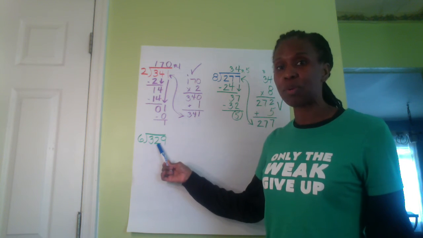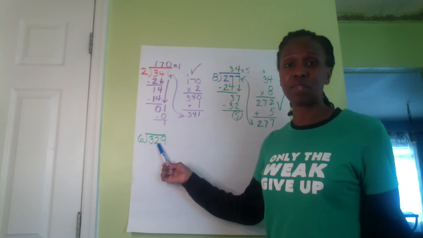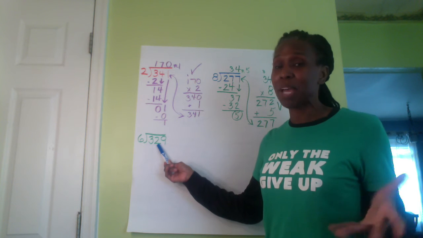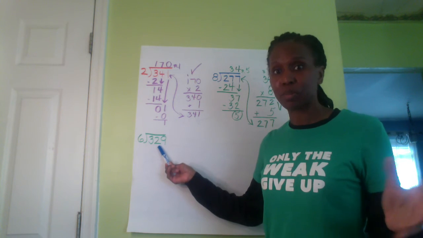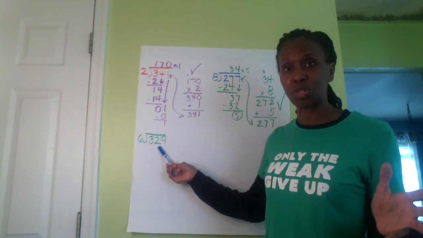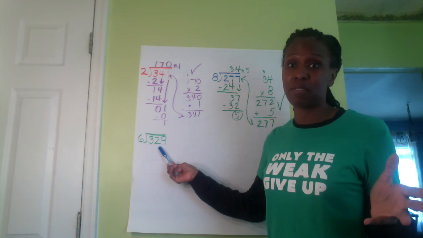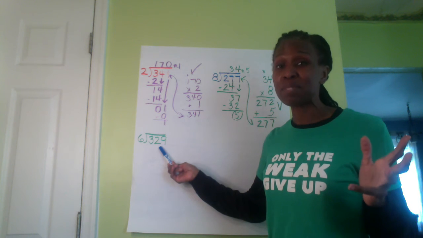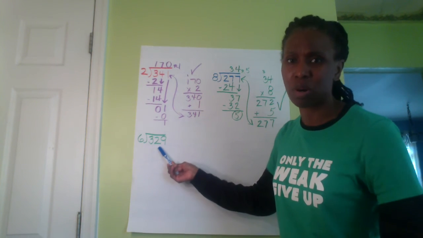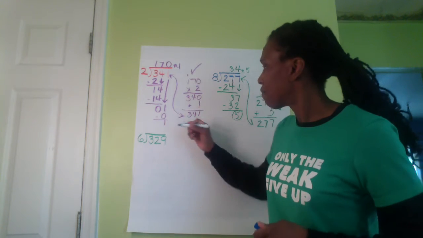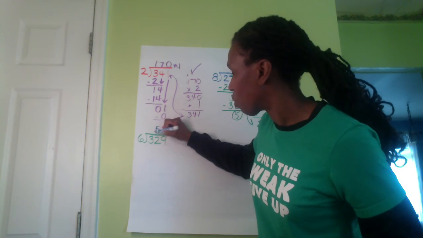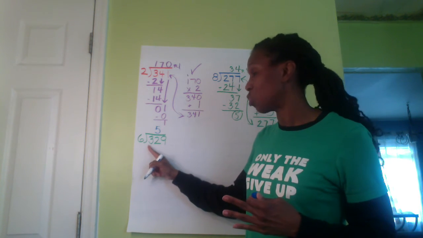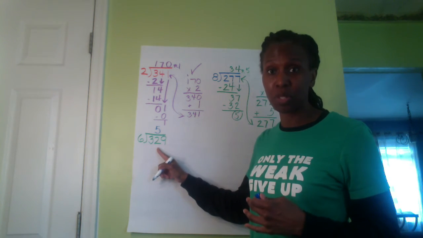So now we're going to be working with 32. I most definitely can take groups of 6 out of 32. Question is how many? I'm going to have to estimate because there's no 6 multiplication fact equal to 32. So I'm thinking 5 because 5 times 6 is 30. If I was to do 6 times 6, that would be 36, and that's more than what I can have. So 5. The 5 is going right here above the 2 because I was dividing it into 32. Very important to remember.